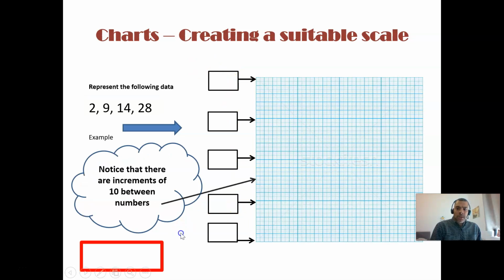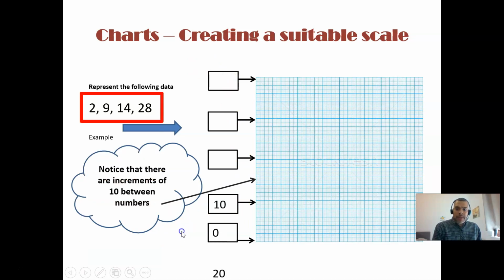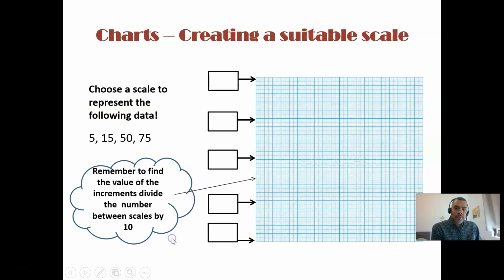Also notice that the increments between the numbers go up in 10 because there are 10 squares here between the two numbers. If you wanted to find out the value of each one of these squares, you would have to divide it by the number. So 10 divided by 10 is 1. So the value of each one of these squares is 1. So we are going up in ones. And that's what it says here. So remember, to find the value of the increments, divide the number between scales by 10.